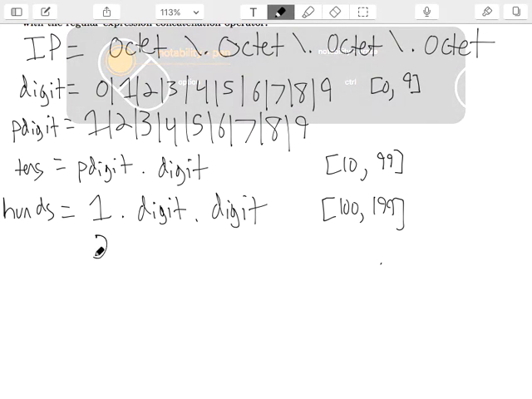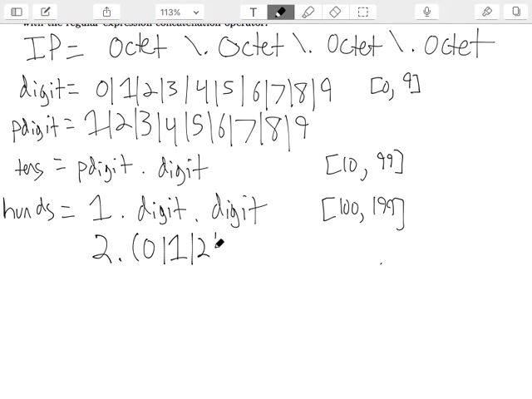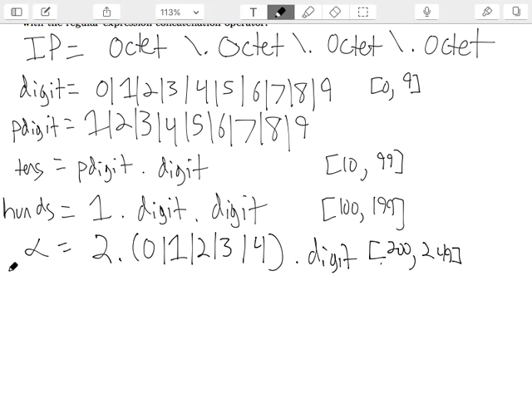We have to do something with a 2. So we can do basically 0, 1, 2, 3, and 4. Not 5. And then followed by a digit. And then you can also do or that 0 through 5. So this gets us 200 to 249. Correct. And beta was 0 to 5. Oh, you can't just do 5, can you? Now it's 1.